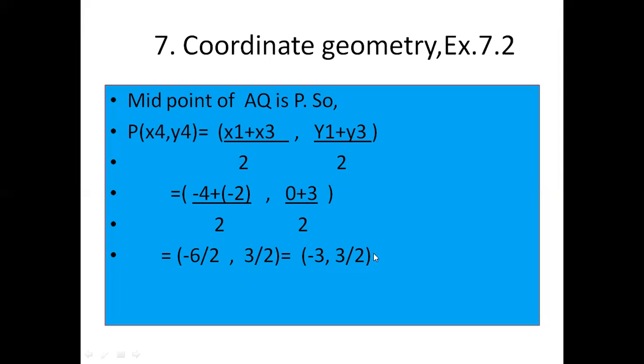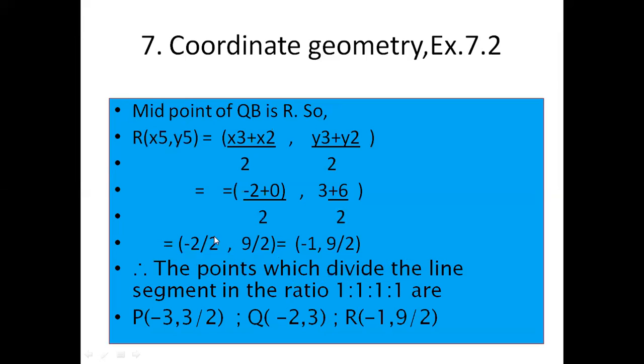R is nothing but the midpoint of Q and B. So the midpoint of QB is R. We'll assume that point R is (x5, y5). So R (x5, y5) is equal to ((x3 plus x2) by 2, (y3 plus y2) by 2), that is, Q and B we have to consider. So the Q point is (x3, y3) and the B point is (x2, y2). So Q is ((x3 plus x2) by 2 comma (y3 plus y2) by 2).